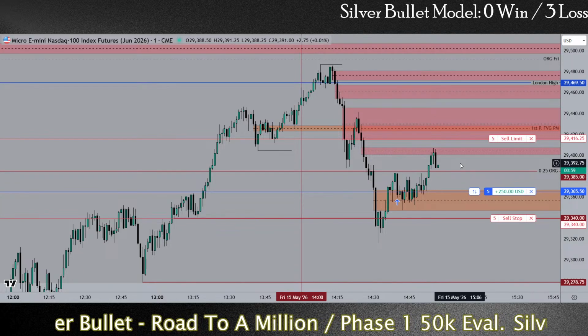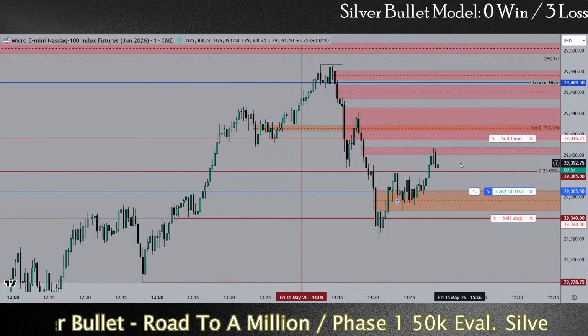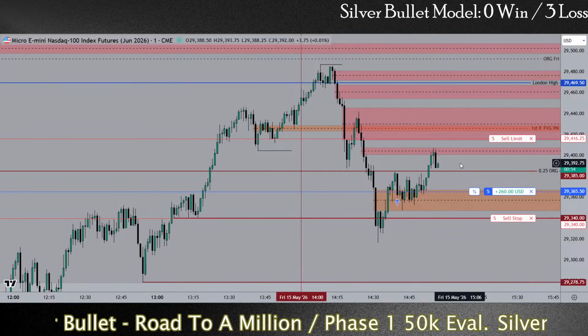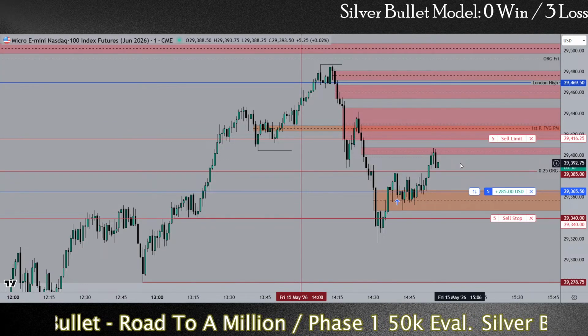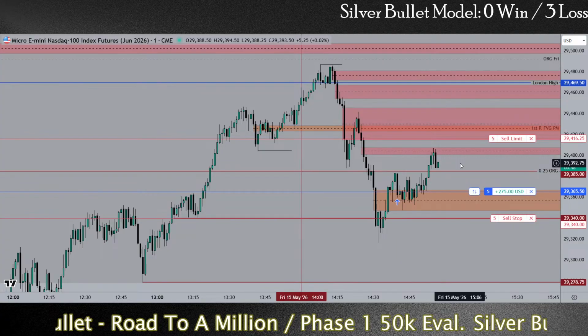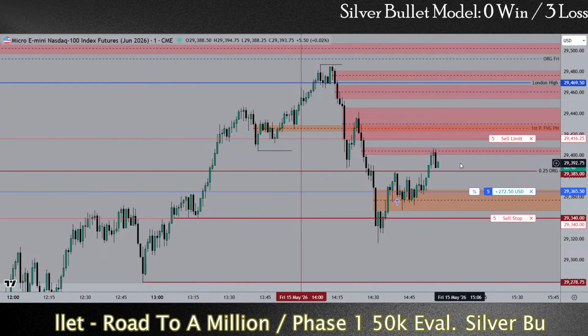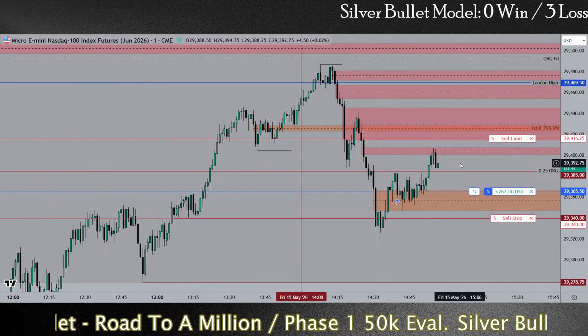Well, this type of rejection is problematic unless it stops right away. So overtaking this down candle on this candle is very important. Otherwise, oh.